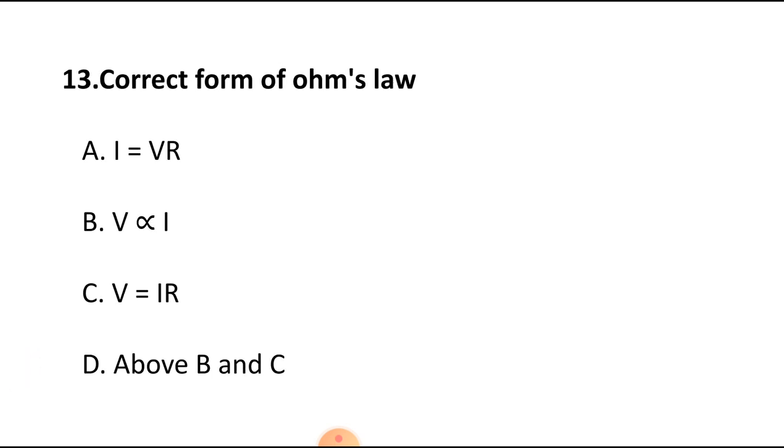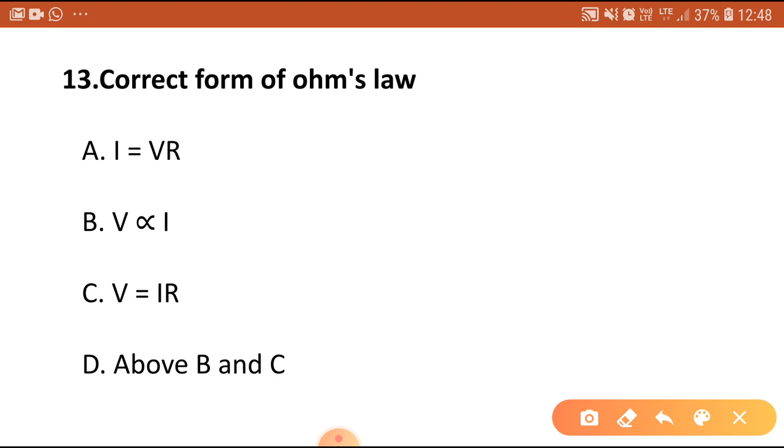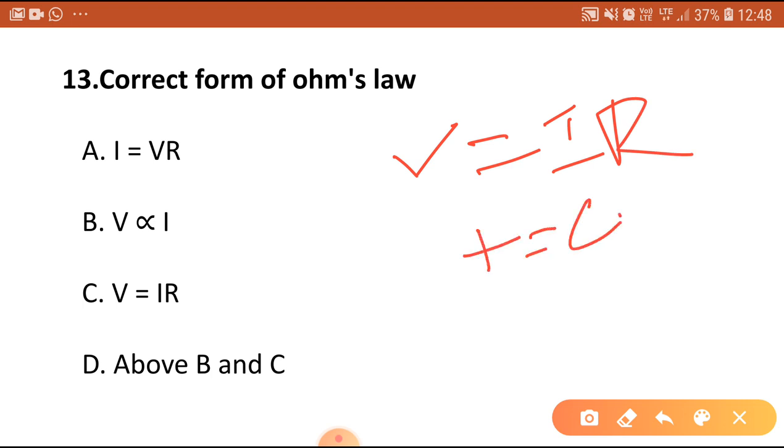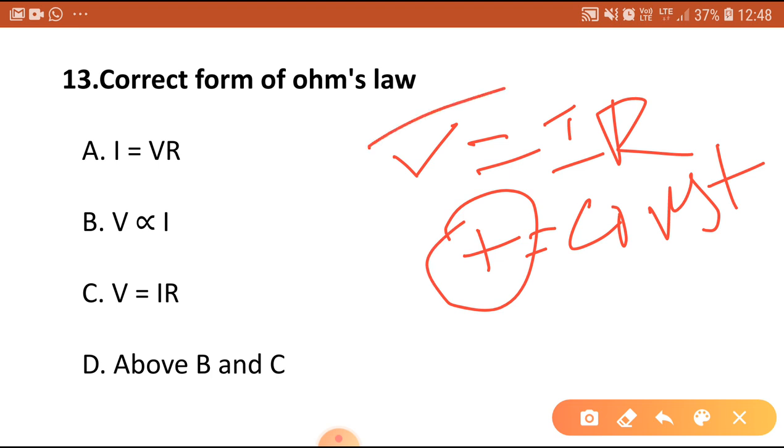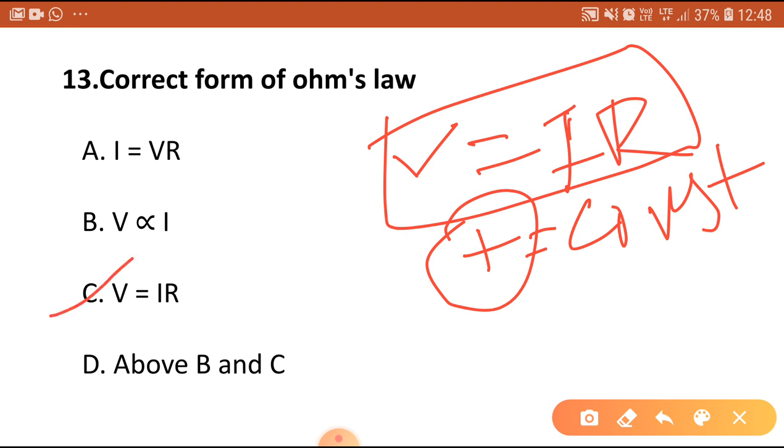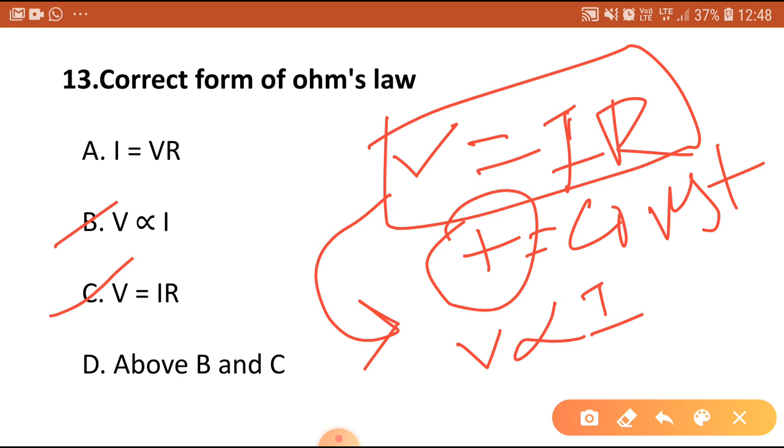Correct form of Ohm's law. Ohm's law is very important. So for any answer to an Ohm's law related question, you have to keep in mind the law. The mathematical expression of the law is V equals IR, where T is constant. T means temperature. So from this expression V equals IR, we can say that option C is right. And also from this expression, we can say V is directly proportional to I. That means option B is also right.